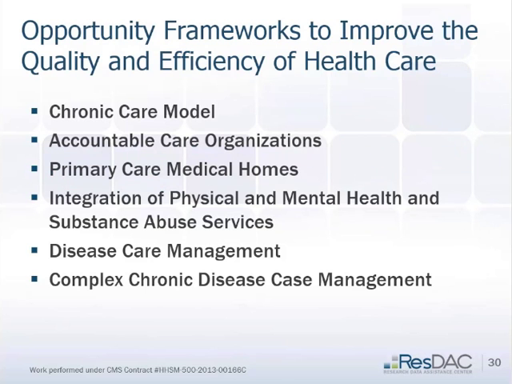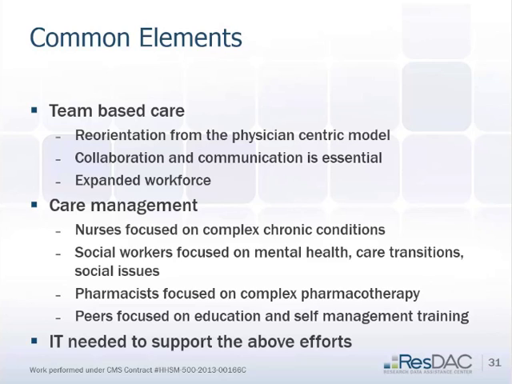So here are some things you're hearing about in healthcare, or have heard about for a while: the chronic care model, complex case management, accountable care organizations. We're looking at primary care medical homes, and now behavioral health homes, integration, and so on. All of these things have some common elements. We're talking about team-based care, care management, increased IT. And risk adjustment fits well into these concepts, because if you have robust IT, that can support the data collection you need to do risk adjustment well.